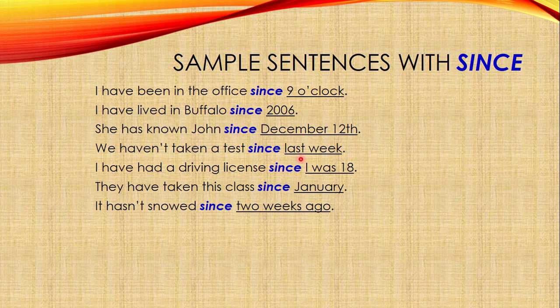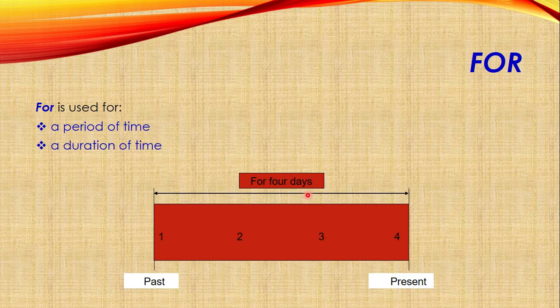Since last week. Since I was 18. Since January, you can use it with months of the year too. Since 2 weeks ago. Okay, very good. Now for is used with a period of time and a duration of time.